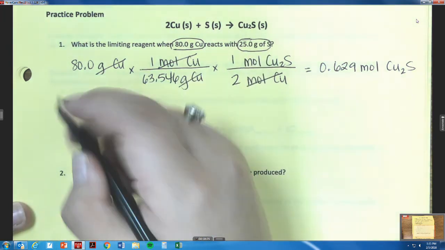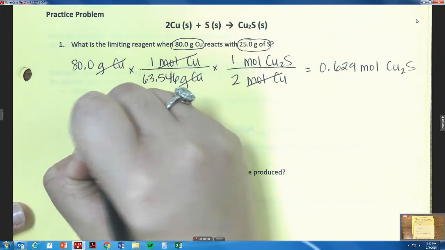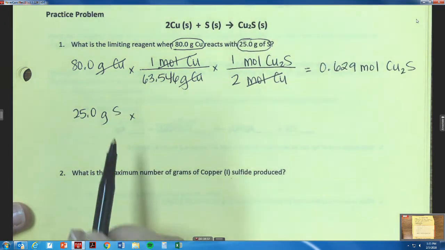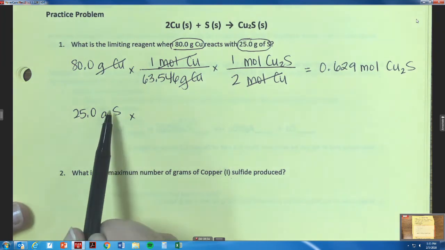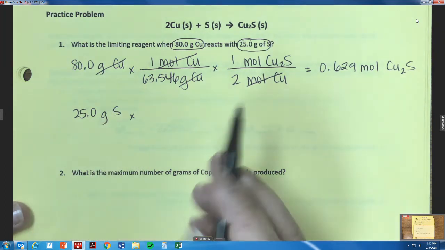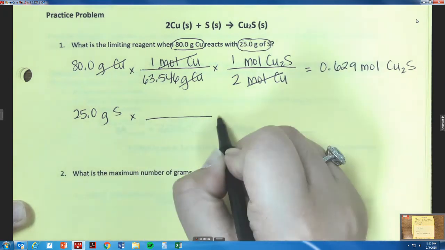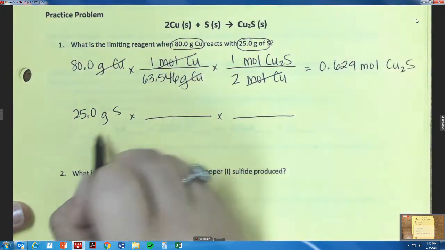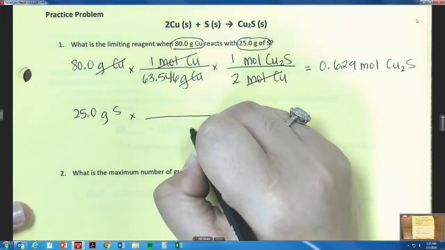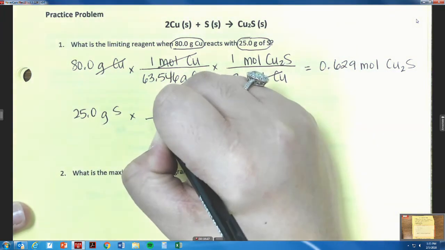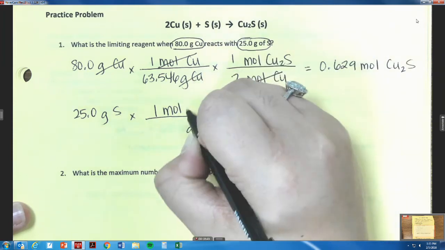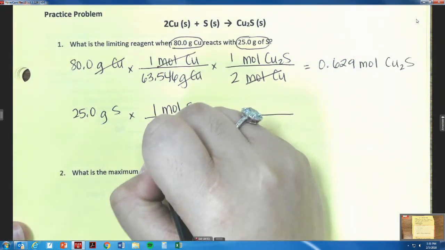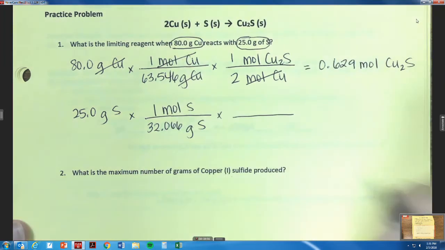Our second reactant had 25 grams of sulfur. So we're going to do the same thing. We're going to convert from grams to moles of our product. It's still going to be 2 conversion factors. If this is grams of sulfur, then I know my molar mass for sulfur is going to go on top. And 1 mole of sulfur equals 32.066 grams.